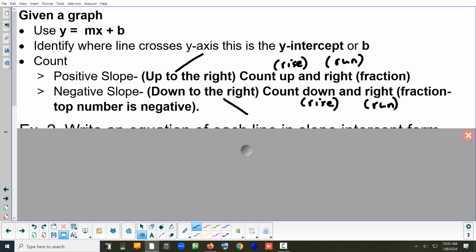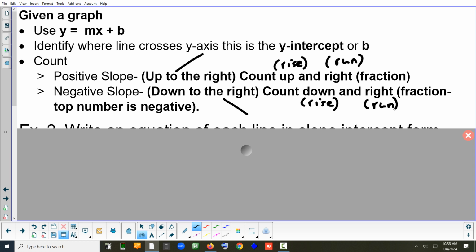The only difference when you count down is a negative number, versus up is a positive number. Now there is one other kind of slope you could have that we're going to talk about. There's actually two others, but only one that we're going to talk about. If your line's not slanting up and it's not slanting down, what other way could it be? Straight.